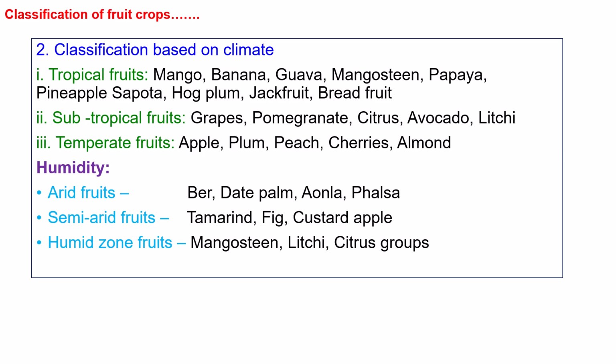Then classification based on climate. For this, it is classified as tropical fruits, subtropical, and temperate fruits, which all are familiar with. Then, based on the humidity, it is classified as arid fruits, like the fruit crops grown in the arid zone. Then semi-arid fruits, example tamarind, fig, custard apple. Then humid zone fruits, mangosteen, lychee, and citrus fruits.